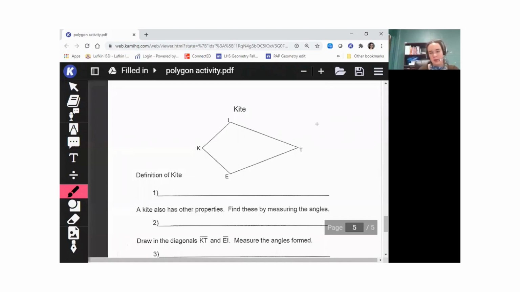And now we're going to go over kites. So the definition of a kite is you have two sets of consecutive sides that are congruent. So what I mean by that is that segment KI and segment KE would be congruent. And segment TI and segment TE are congruent.